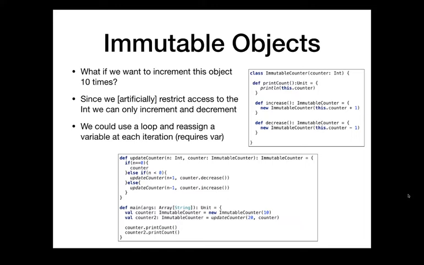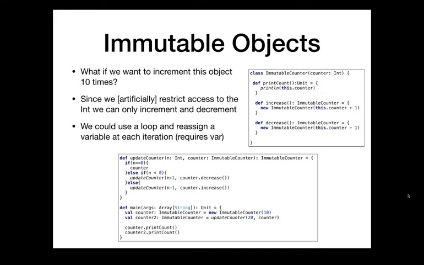Then we create a new object on the heap 10 times: create the new object, reassign that object to my variable, and then on the next iteration of the loop, on that new object, we call increase, create a new object and reassign that to my variable. We keep doing that throughout the entire loop. That's how we would do it if we're using mutable state, if we're using variables.